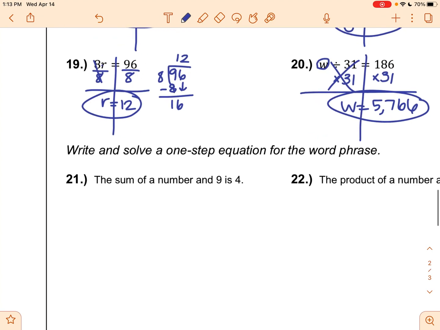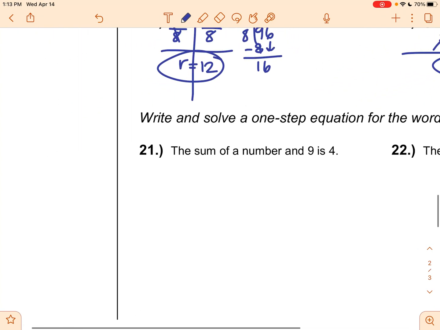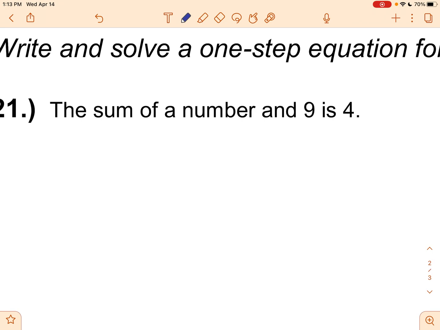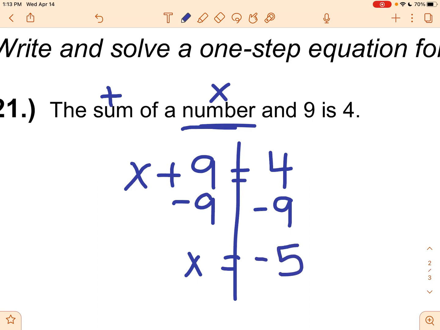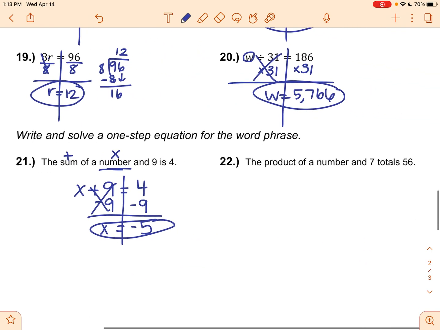Moving on to 21, we need to write and solve a one-step equation for the word phrase. The sum of a number and 9 is 4. So remember, sum means adding. And this number we don't know, so let's just use x. So we're taking x plus 9, and that equals 4. Okay, this one's going to be a little bit tricky because when we solve it, we'd minus 9 from both sides. X would give you a negative 5. Okay, I know we haven't talked about that, but if you type 4 minus 9 in your calculator, you would get a -5. That was a trick question.